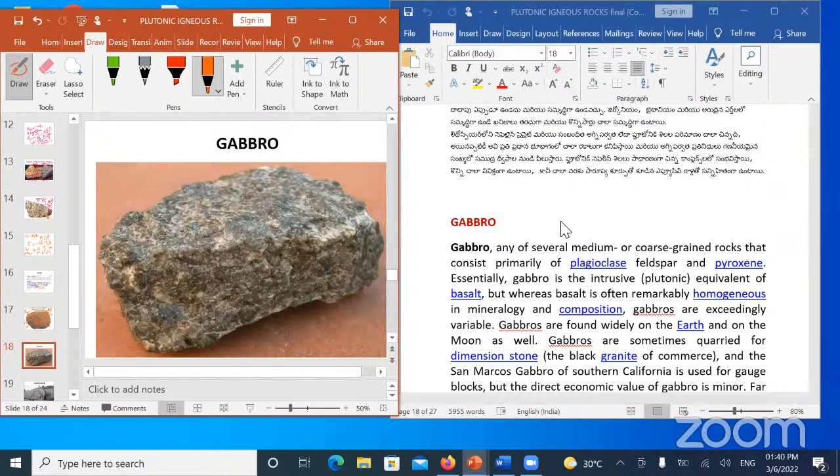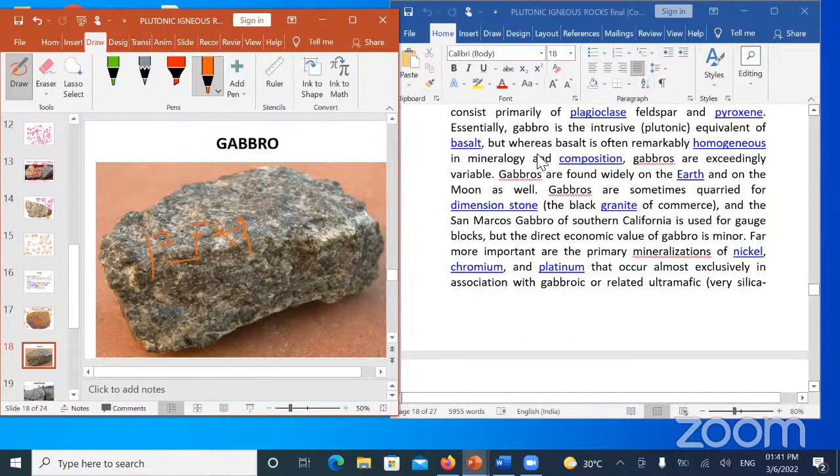And the next one is gabbro. Gabbro is also a medium to coarse grain igneous rock that consists primarily of plagioclase feldspar and also pyroxene. Essentially, gabbro is the intrusive plutonic equivalent of basalt. Whereas basalt is often remarkably homogeneous in mineralogy and composition, gabbros are exceedingly variable. Gabbros are found widely on the earth and on the moon as well.